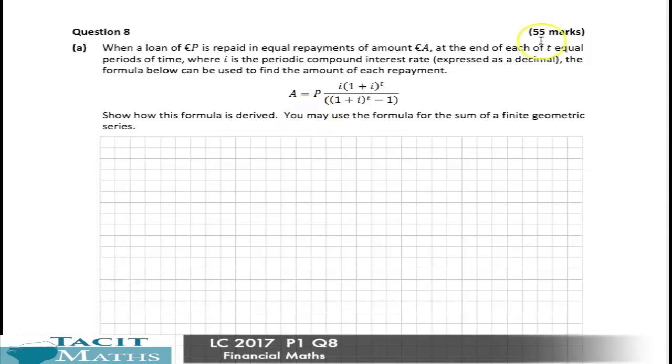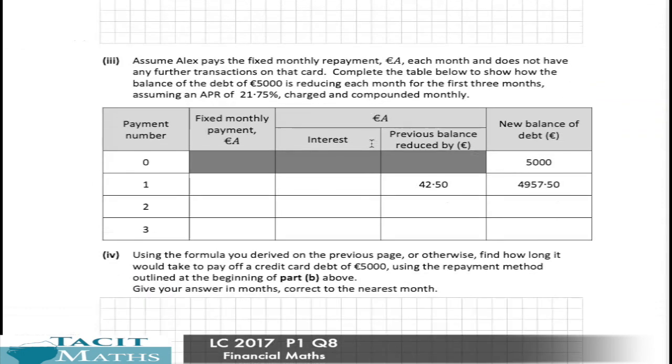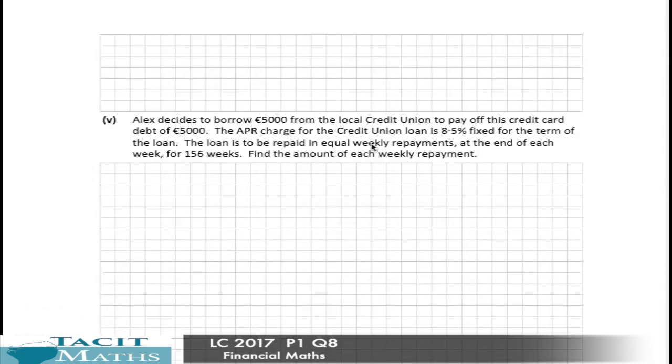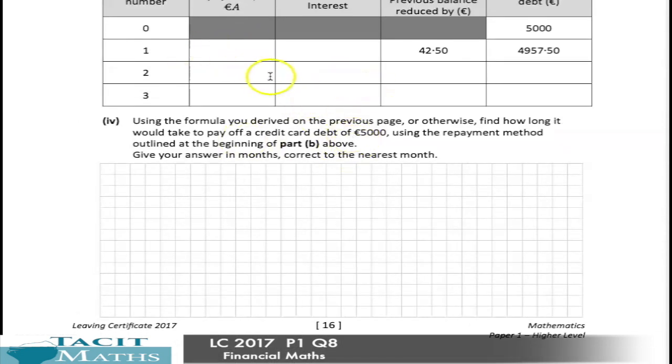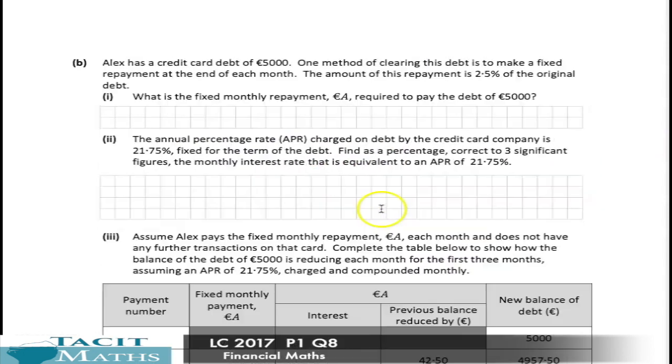Now this exam question is clearly a part B question on financial maths. Even if we just scan down through it at the start, this would have been one of the more difficult questions in this paper this year. It's 55 marks, and even just by glancing at it, this table, in fact, would have caught a lot of people this year. But we'll go through that in a second.